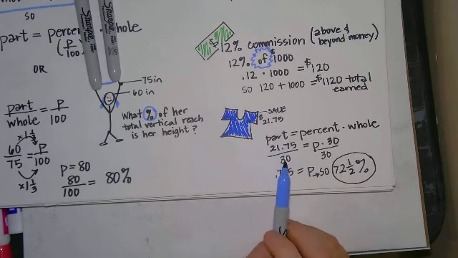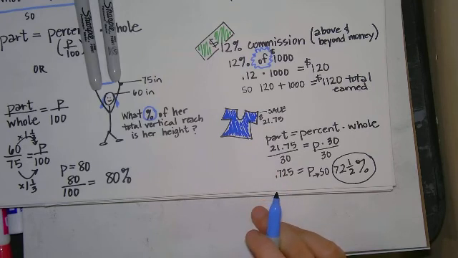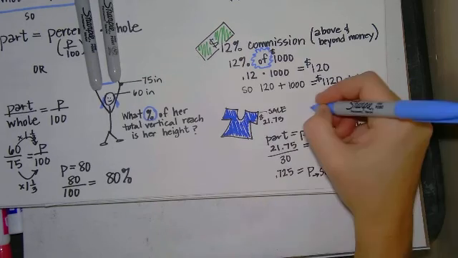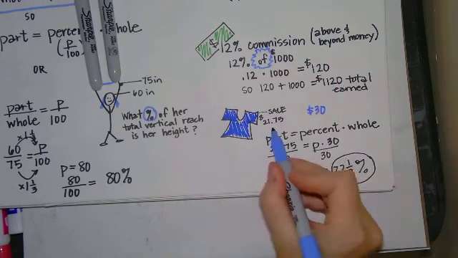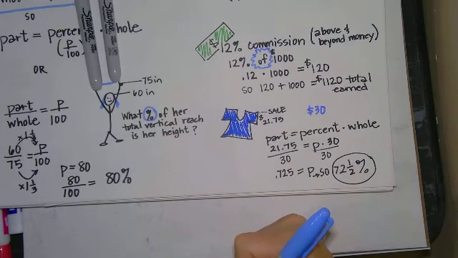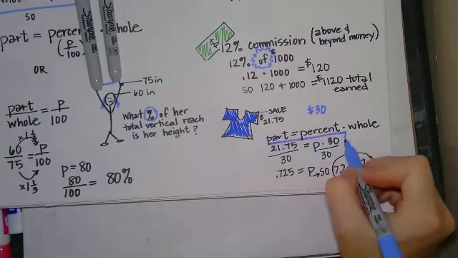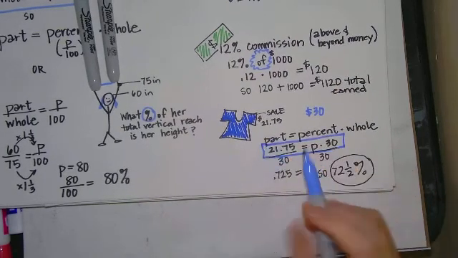And lastly, let's take a look at this shirt. We'll say the shirt is on sale for $21.75. And so we're going to figure out the percent. Okay, so what we have to know here is that the shirt was originally priced at $30. So it was a $30 shirt that's on sale for $21.75.